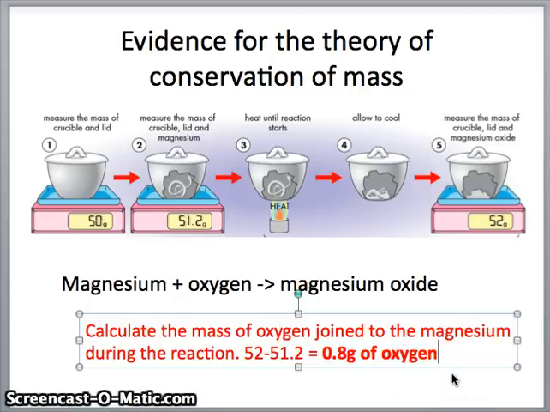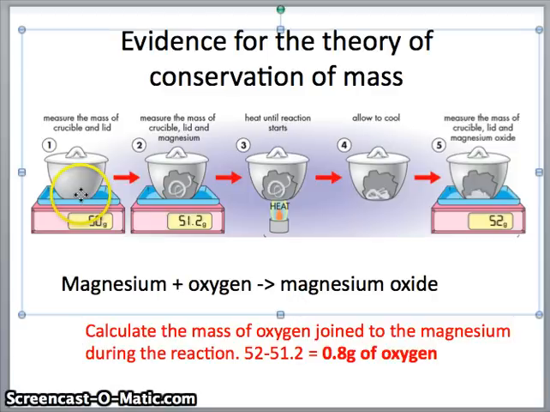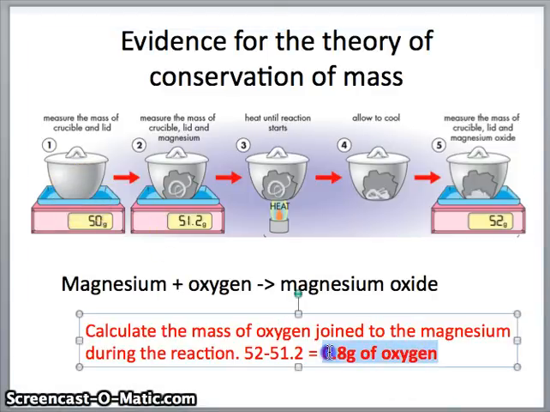Perfect. So I hope you guys could follow along with that explanation of that experiment. And if it seems a little bit hazy, make sure you pay attention, because I'll do this demo in class for us as well. Alright, so let's say we just did this experiment one time. We got 0.8 grams of oxygen as how much oxygen we added.